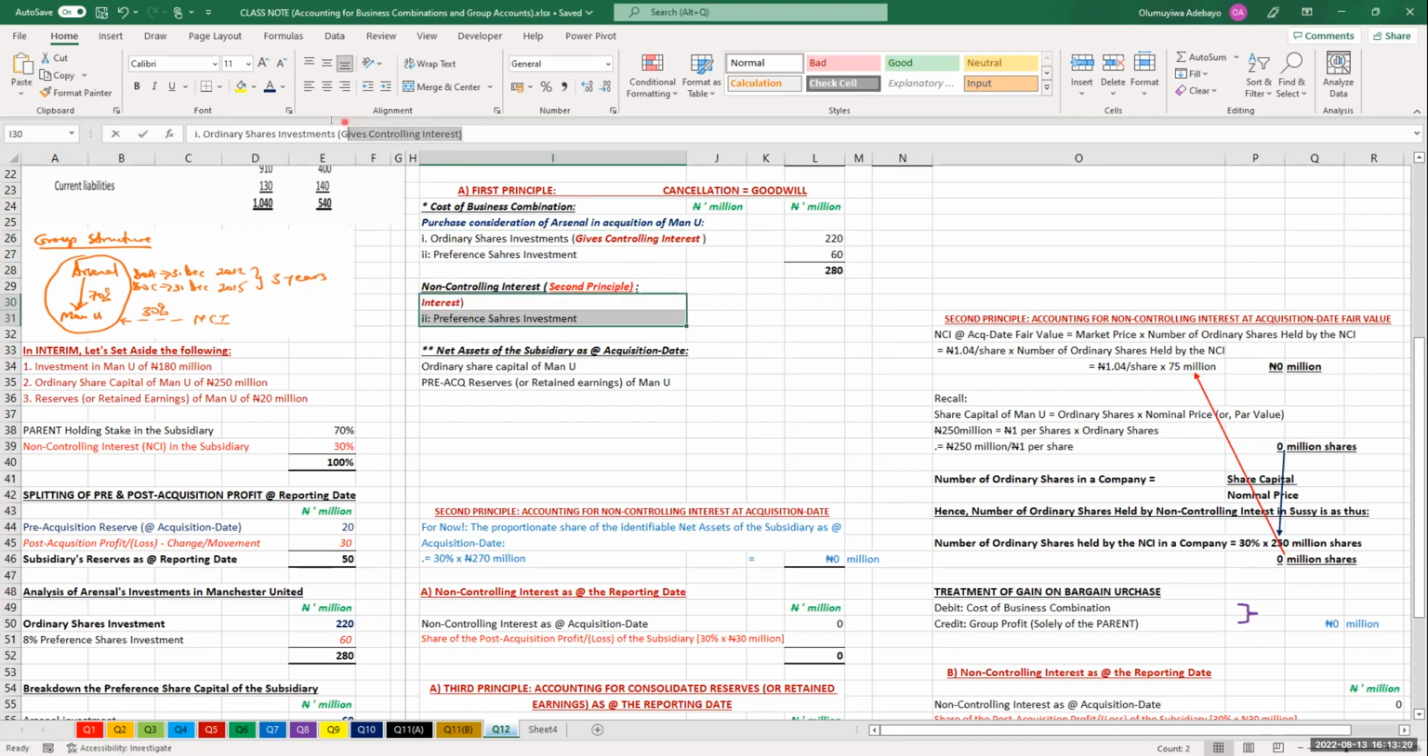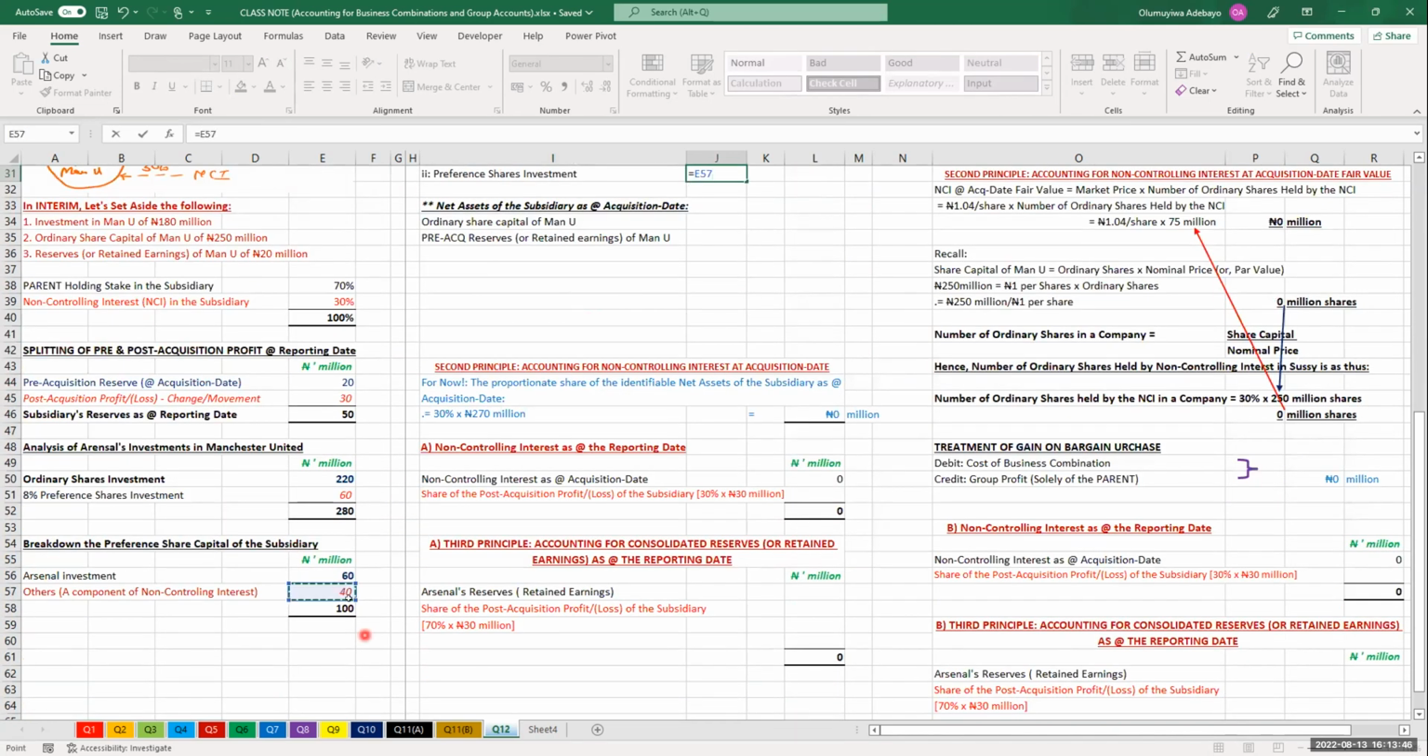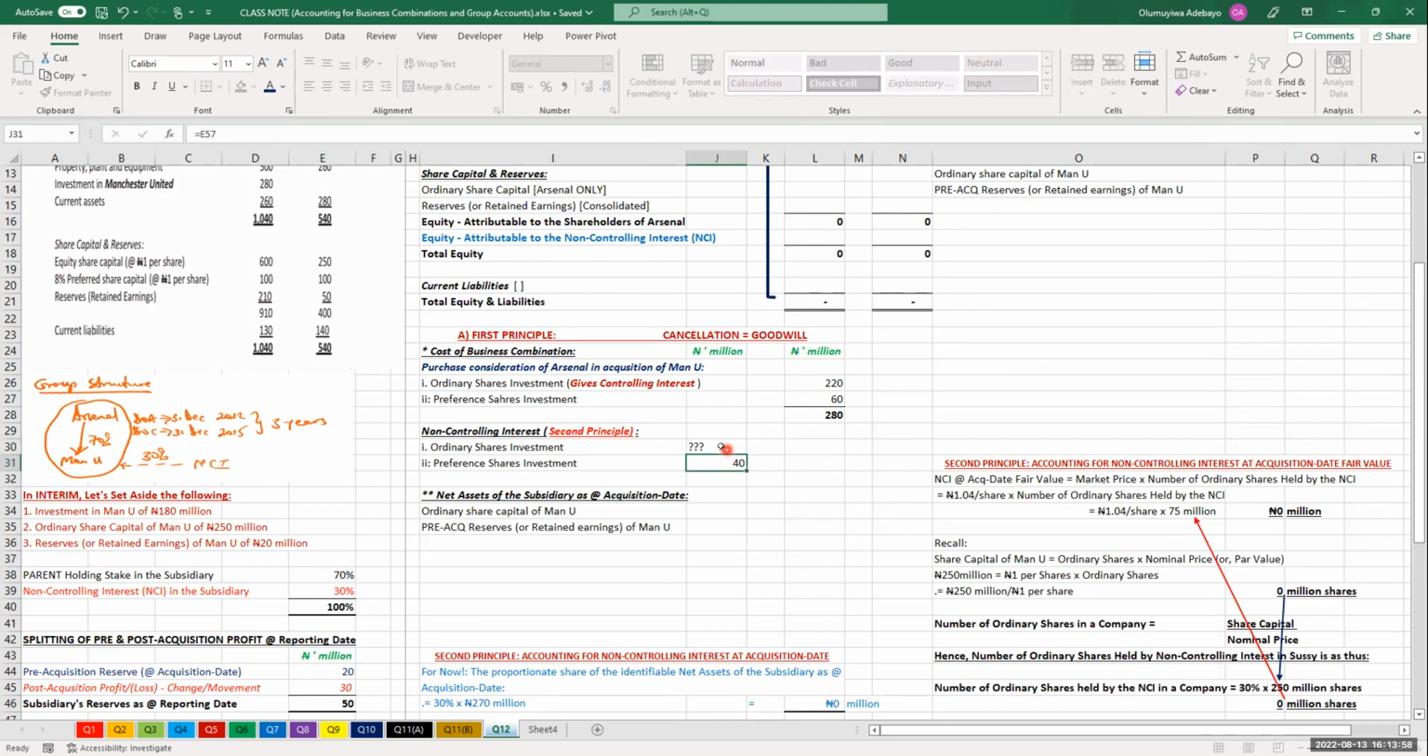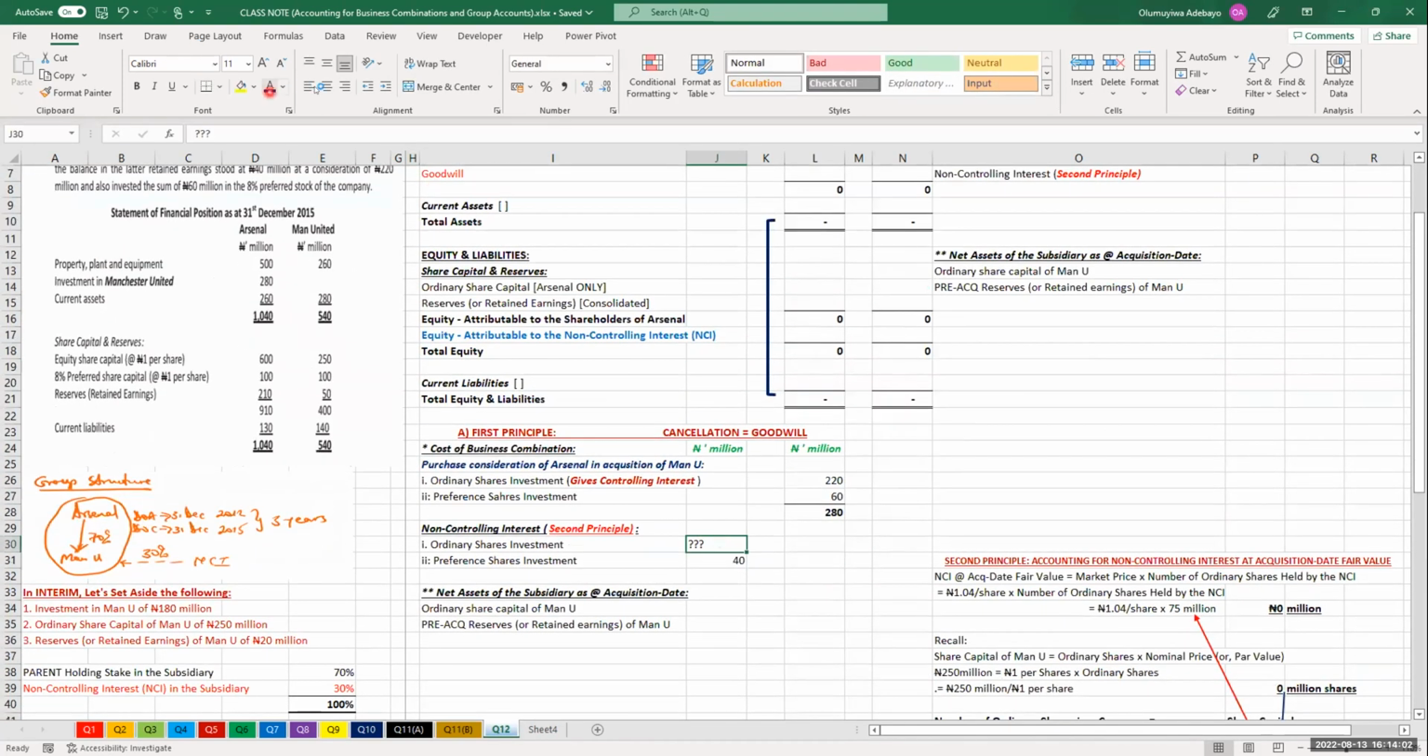I'll put it here, but there's nothing like this control. Okay, now I know of this. I can quickly bring that up. That's the one for preference shares. I've analyzed it, which is for others. See? Okay, the one that is left, which is unknown, this. I remember this is the one we need to do the proportionate share or the fair value for.